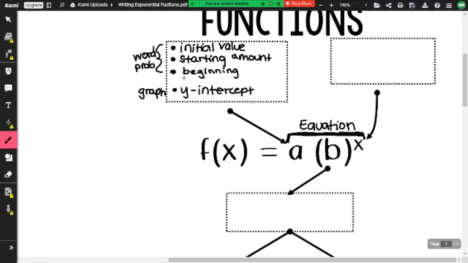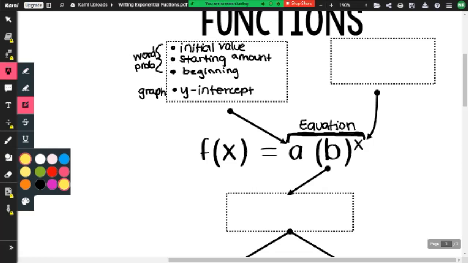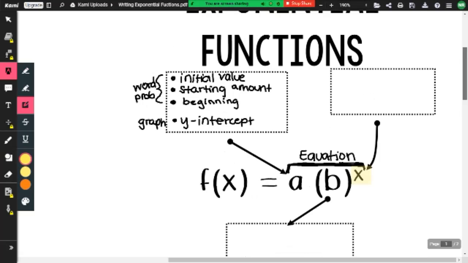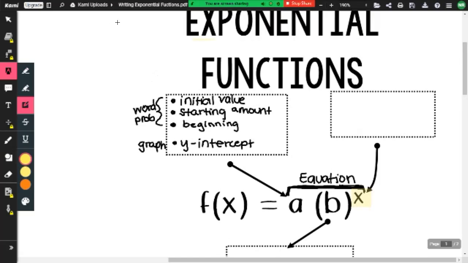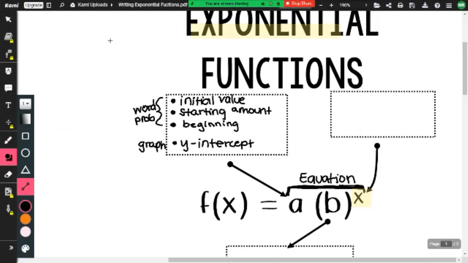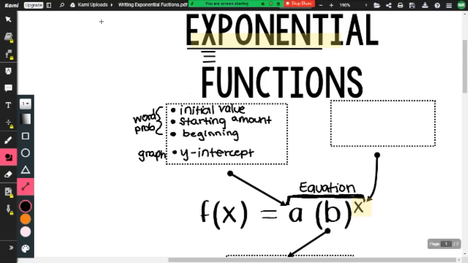Now, the X, remember, this variable X, that is what makes our exponential functions special, because our variable X is in the exponent spot, exponential function. Exponent, you see the word exponent in it, exponential. Your X is an exponent, exponential.